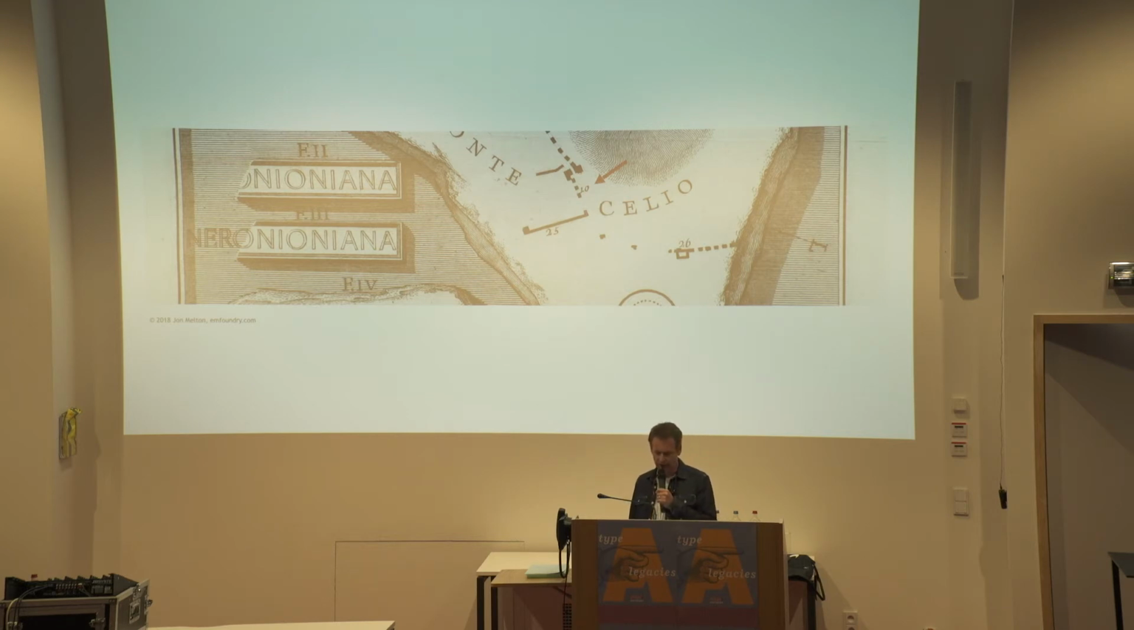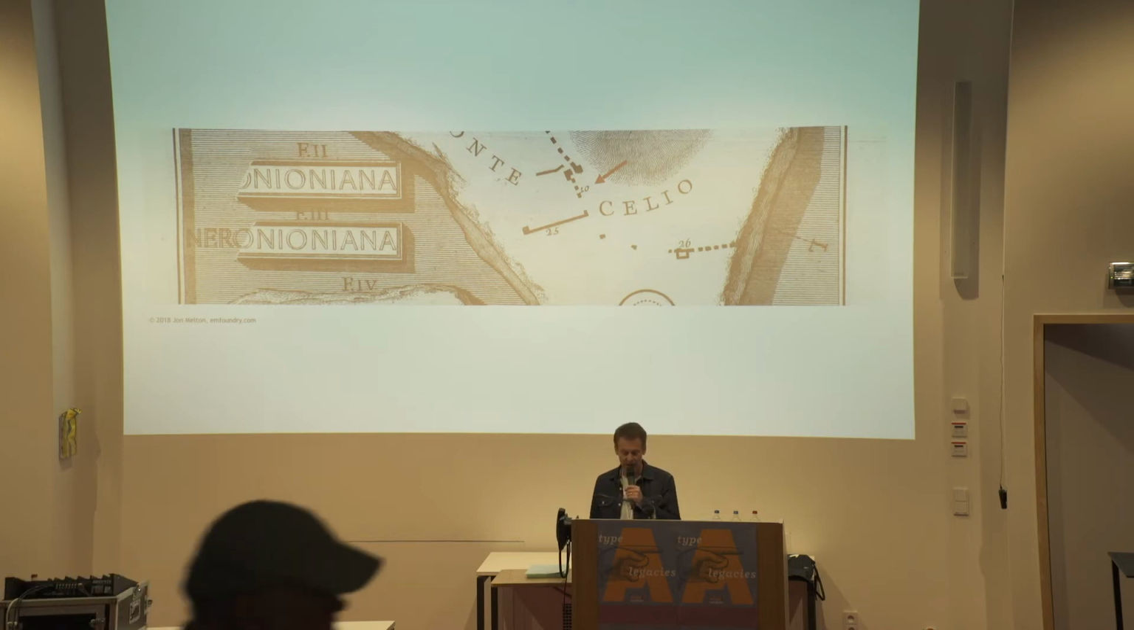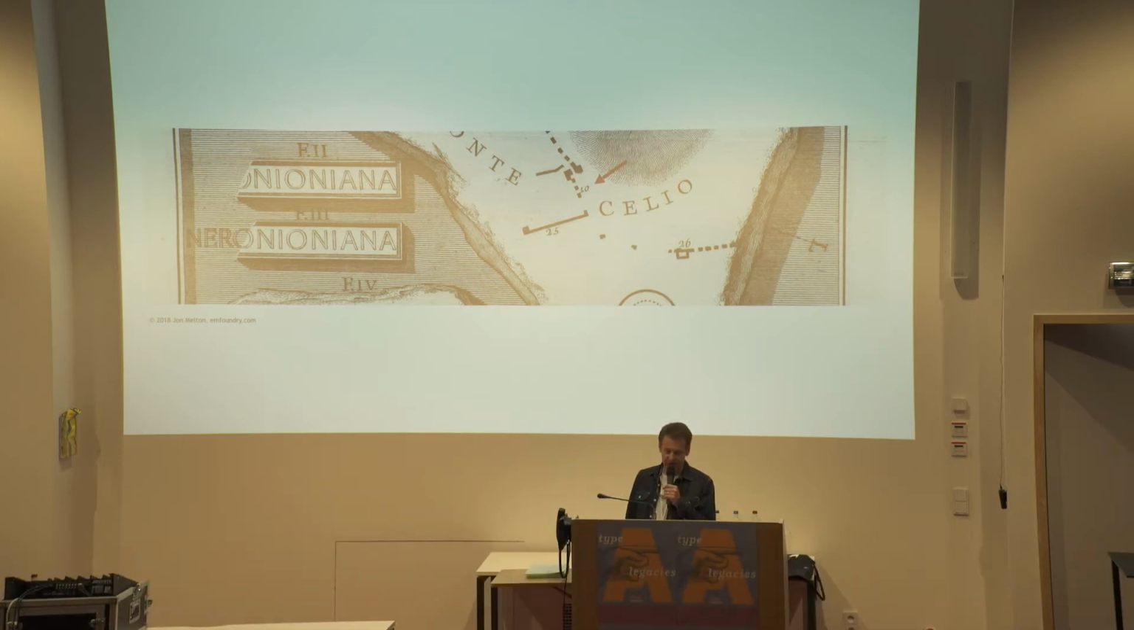Piranesi records here an archaeological fragment with a partial Roman inscription, expanded in figure 3 to suggest that the complete inscription would have read Neronianae, meaning that of and in the reign of Emperor Nero. The text at the foot of the plate, 41, references position 10 on the plan.